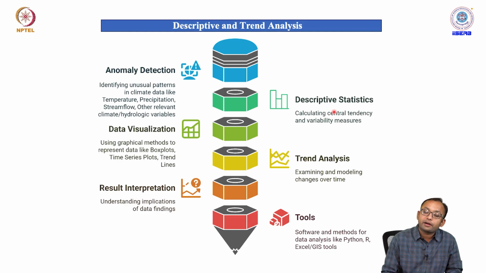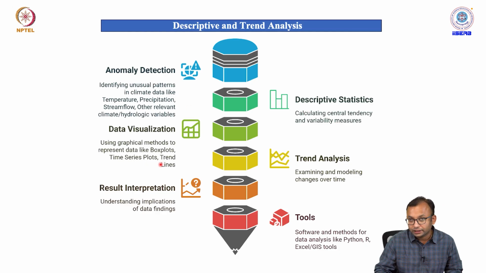So, you can start with anomaly detection, identifying unusual patterns in the climate data like temperature, precipitation, stream flow or other relevant climate and hydrological variables. Then you can talk about descriptive statistics, where we calculate the central tendency and variability of the data set. You start visualizing the data using graphical methods, for example box plots, time series plots, and trend lines, which give you visual information on data variability or data analysis.